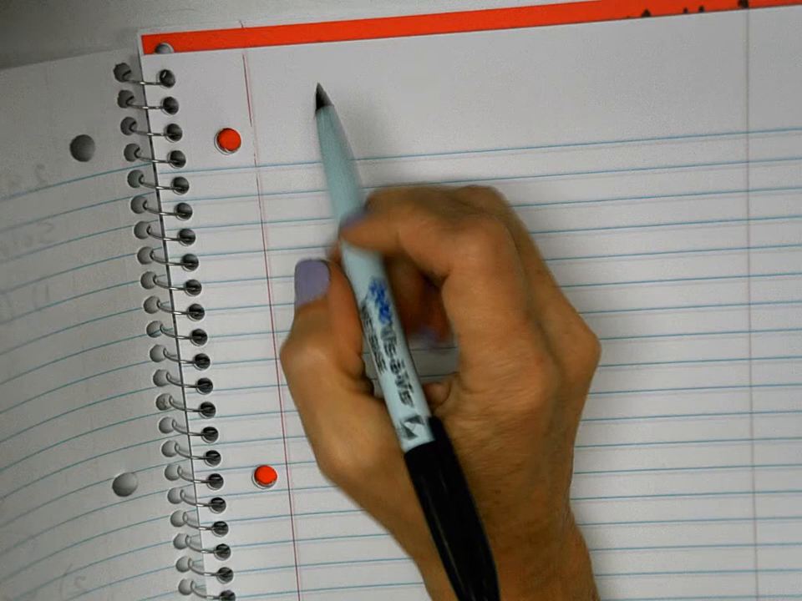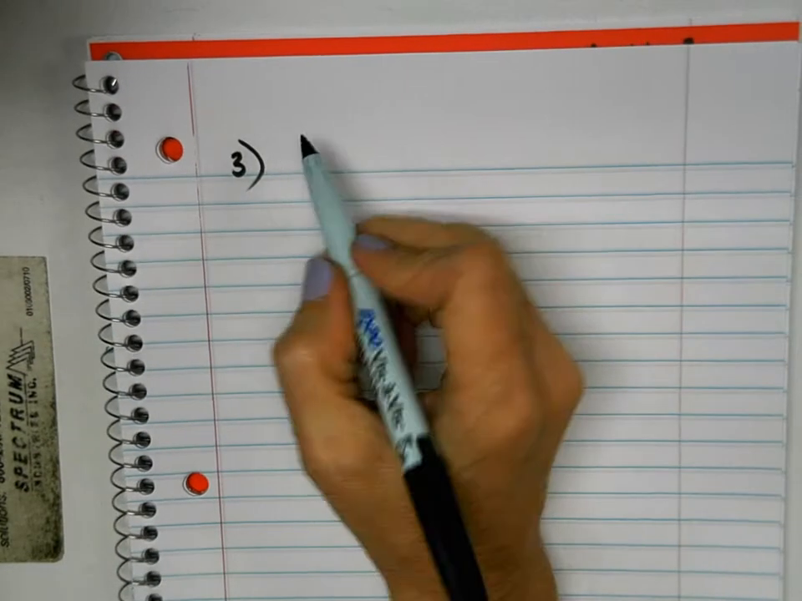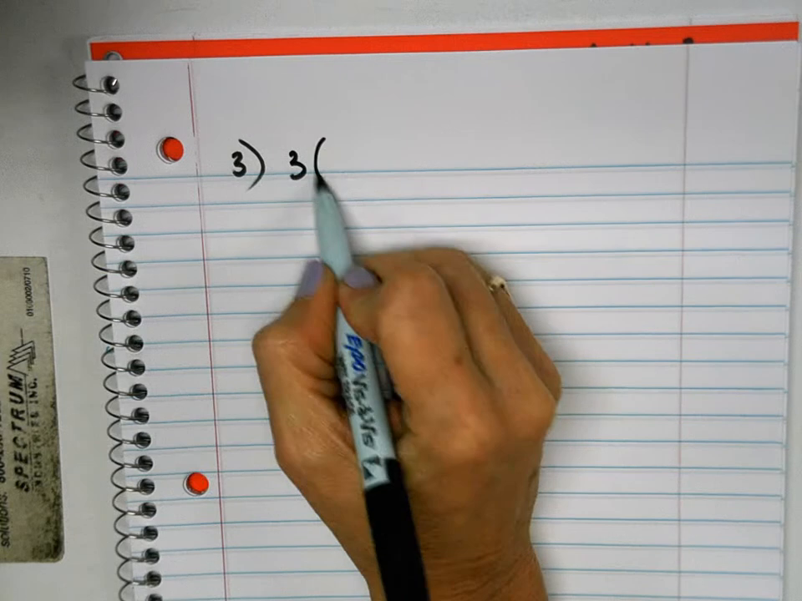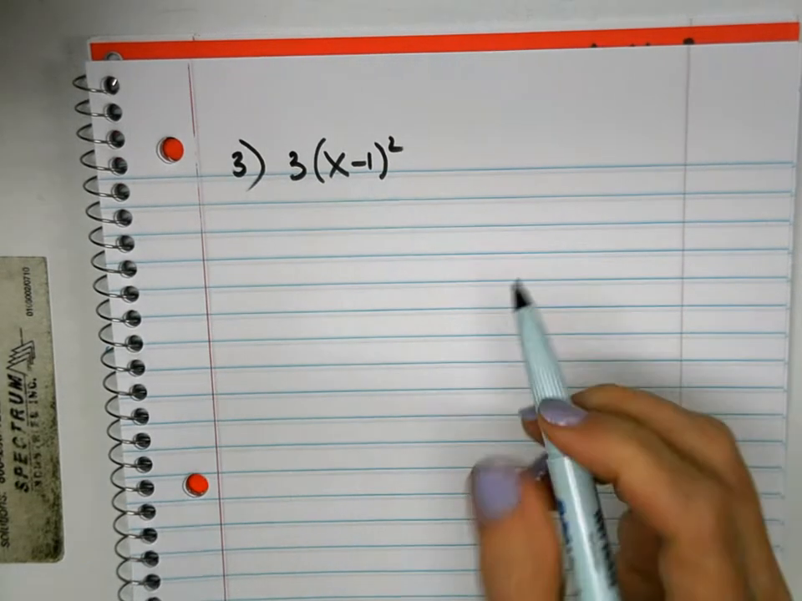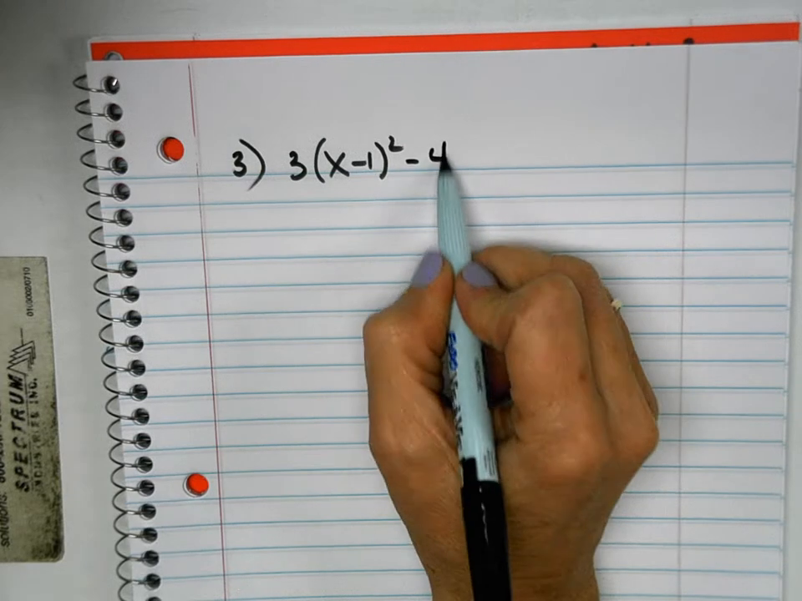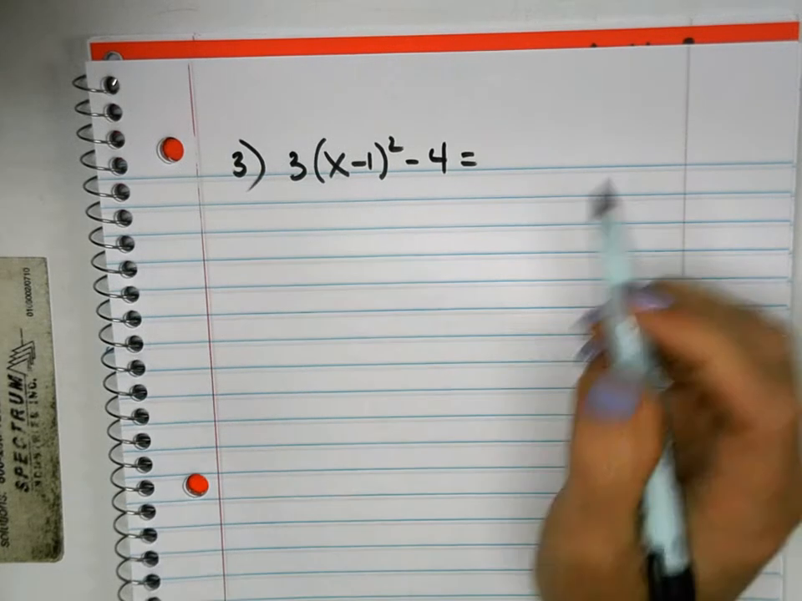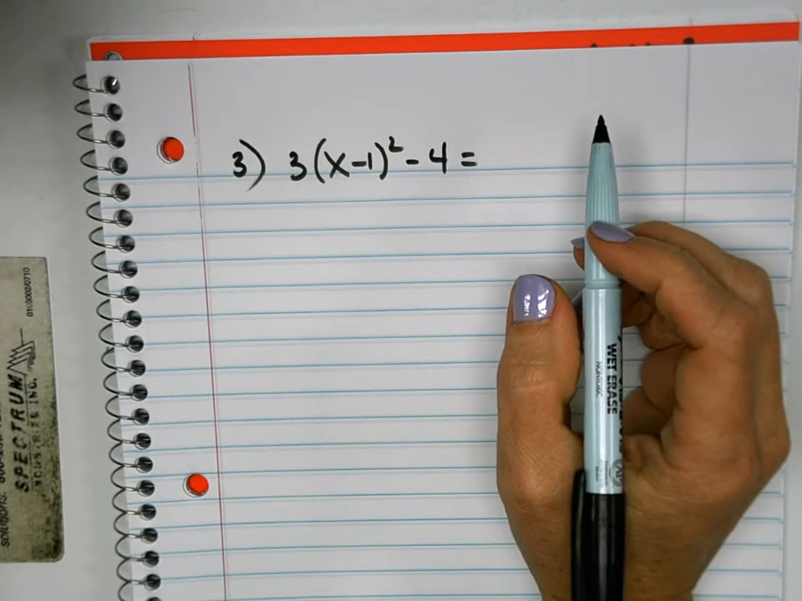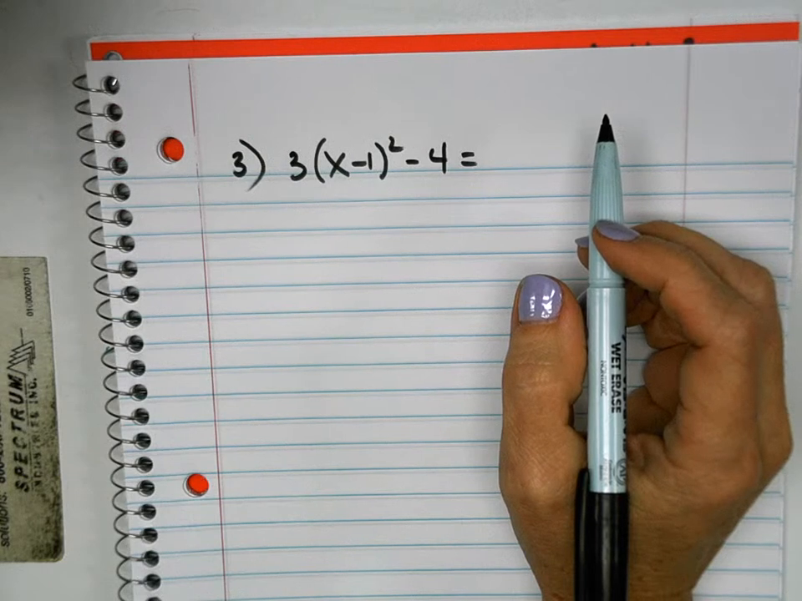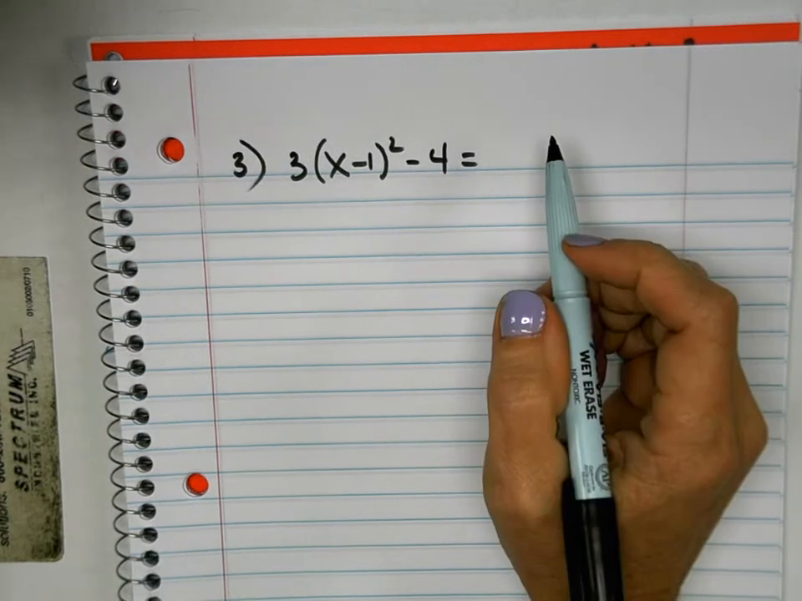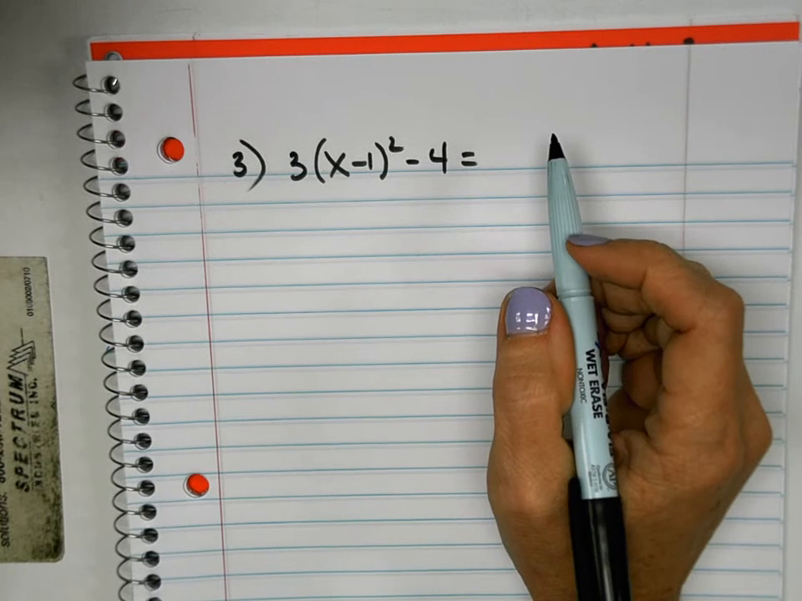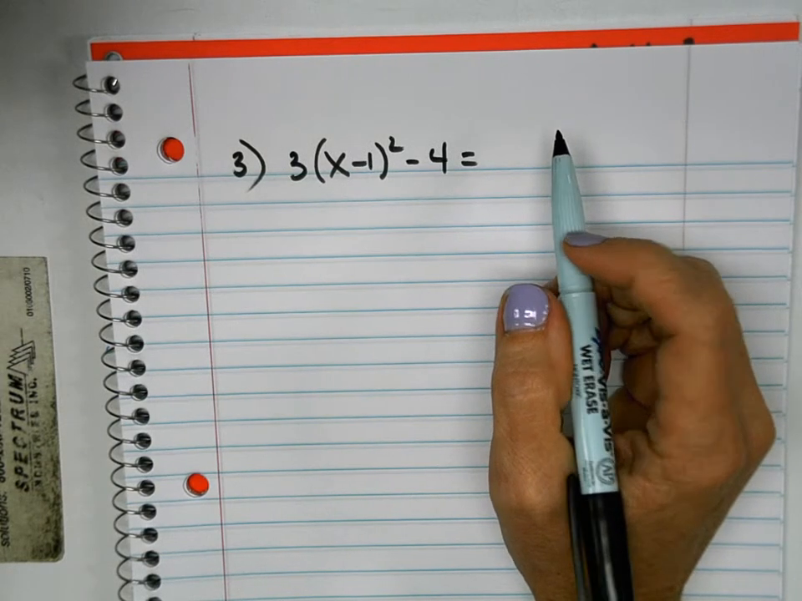Number 3, don't know if this is going to work. I'm making it up right now. Let's go. Yeah, let's make it fun. Okay, let's go 3 times the quantity x minus 1 squared. I got to think this through. Minus 4. How about equals? Could have it be 8, but I think that's going to give me 2 real solutions. So let's have it be, I wanted something that when I add 4, I get something divisible by 3. So how about 11? Equals 11.